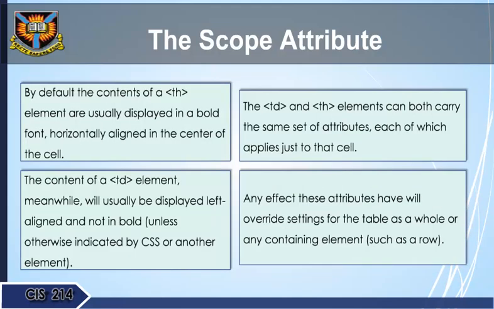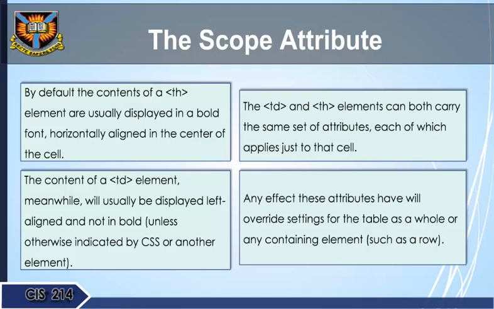By default, the content of a TH element is usually displayed in a bold font, horizontally aligned in the center of the cell. The content of a TD element, meanwhile, will usually be displayed left aligned and not in bold, unless otherwise indicated by CSS or another element.